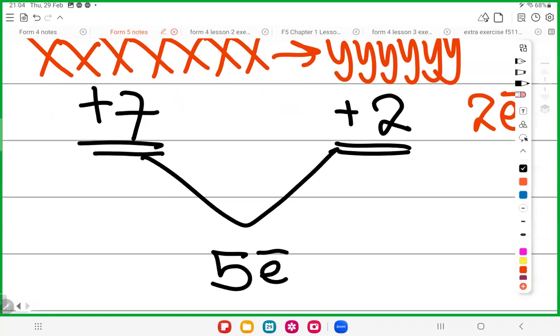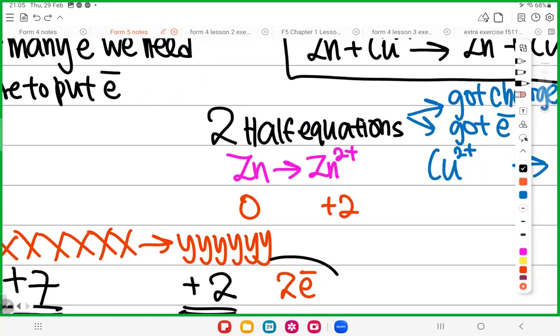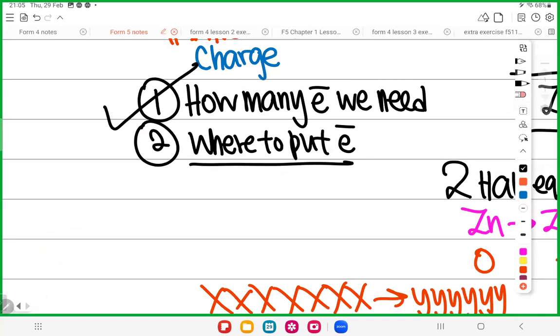You get it? So the difference of the total charge on the left-hand side and the right-hand side will tell us the number of electrons that we need in the half equation. Okay? So now I know already, in this case, I need 2 electrons. Okay, next one. Where should we put the electron?